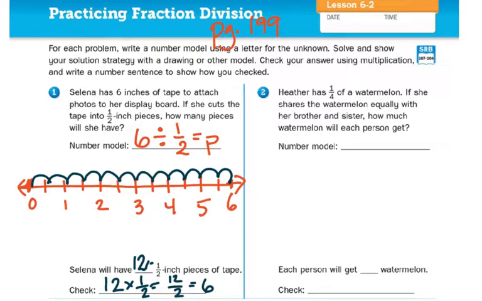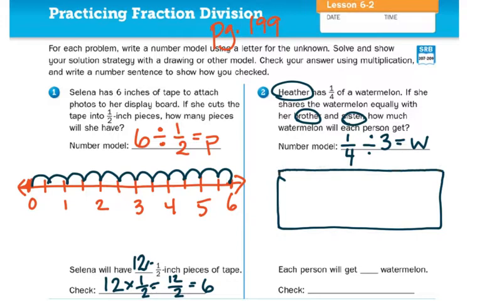Number 2, Heather has 1/4 of a watermelon. If she shares the watermelon equally with her brother and sister, how much watermelon will each person get? So she's taking 1/4 of a watermelon and dividing it among 3 people, right? Her brother, her sister, and Heather. And we're going to figure out how much each person would get for the watermelon. So I'm going to take the watermelon, I'm going to make it square, and I'm going to divide it into 4 equal sections first.